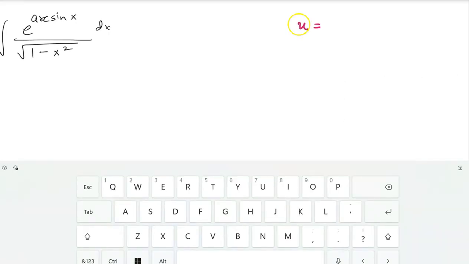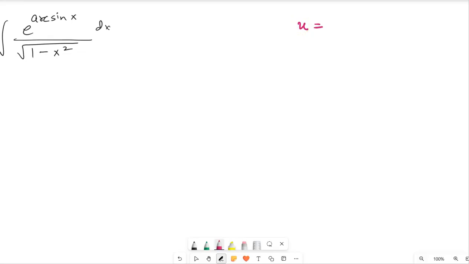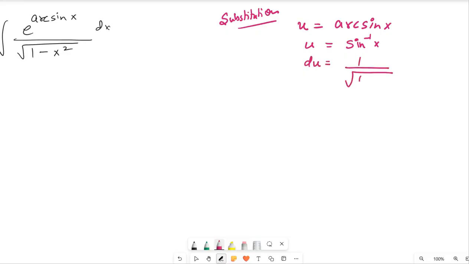So I'm going to make my substitution as u is equal to arcsine x. If you don't like looking at arcsine, this is basically sine inverse of x. For making this substitution, we need to differentiate. What is the derivative of sine inverse? It is 1 over the square root of 1 minus x squared dx.